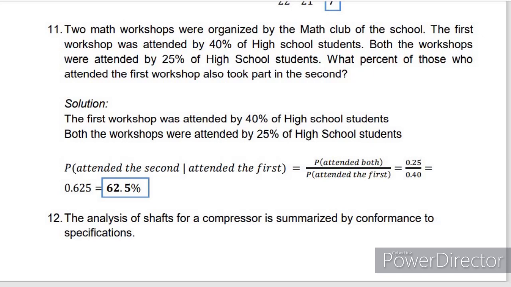So we just divide the probability that they attended both, 0.25, by the probability that they attended the first. Because we are getting a percent, that's why we divide here. We get 0.625 or 62.5%. We convert it to a percent because that is what is being asked in the problem.